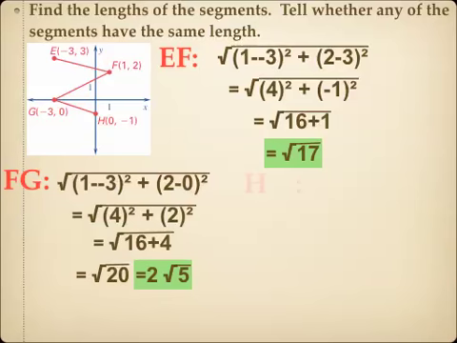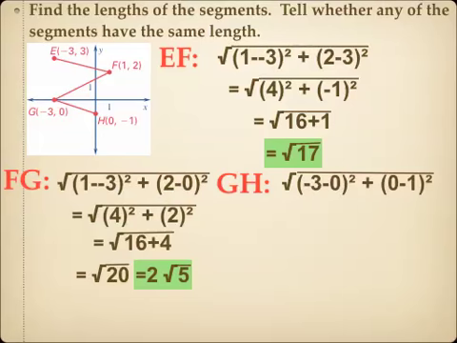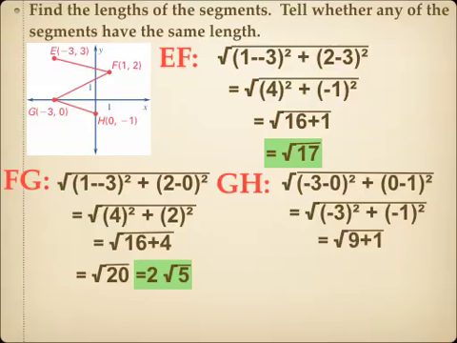The last segment is GH. For G, I'm using point (-3, 0), and for H, I'm using the point (0, -1). Plug it into the distance formula. I have the square root of (-3 minus 0) squared plus (0 minus 1) squared. Doing what's inside of the parentheses, I get the square root of -3 squared plus -1 squared. Well, -3 squared is +9, and -1 squared is 1. 9 plus 1 is 10, so our final answer is the square root of 10.